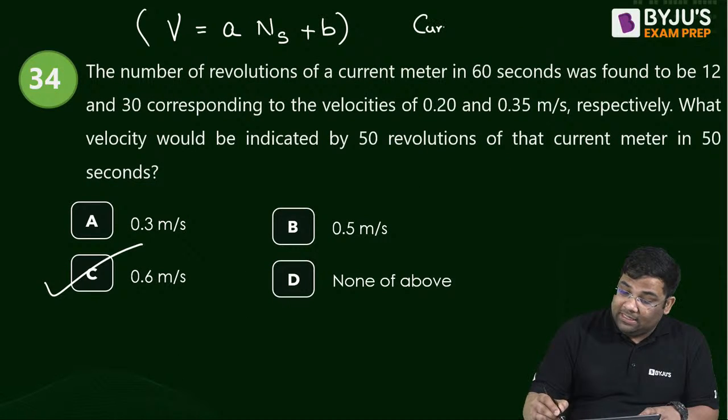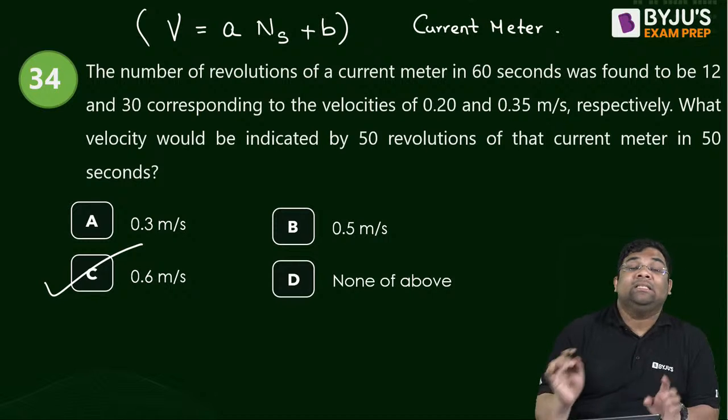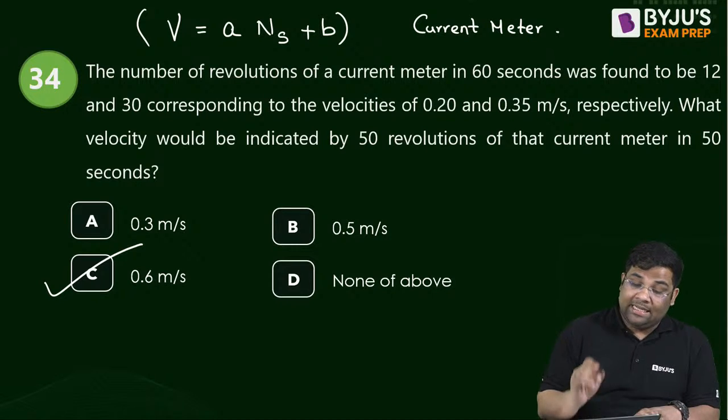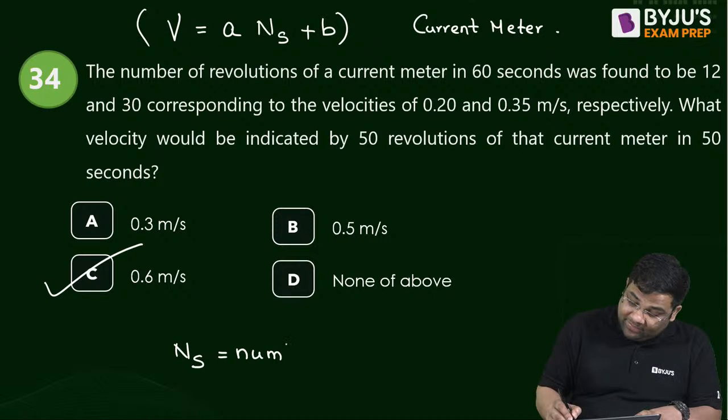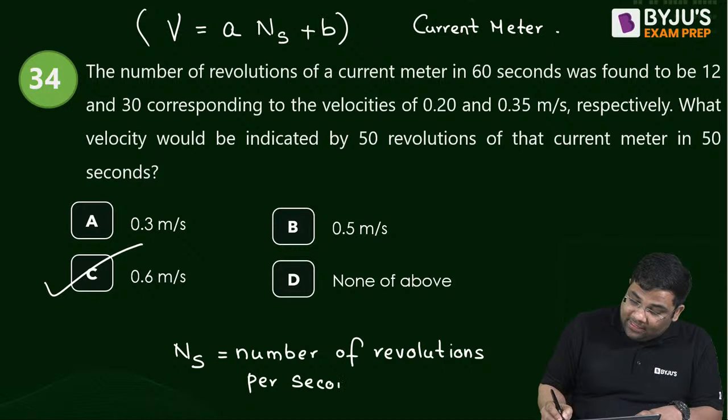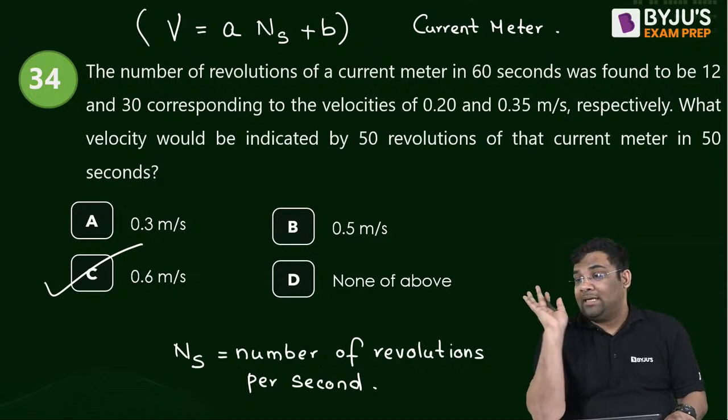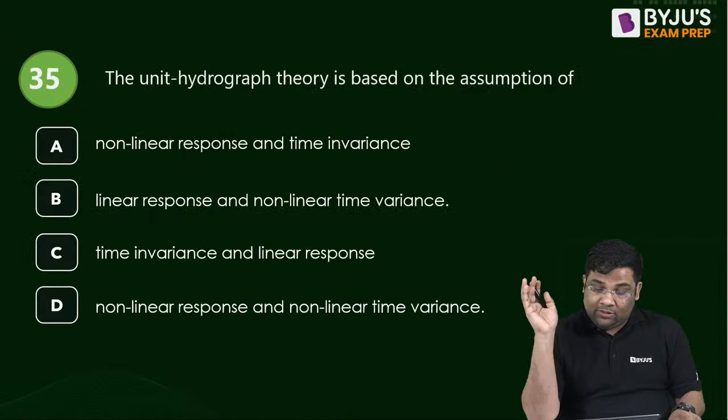This is the current meter, which is used for your flow measurement, and this is the formula. So remember this formula. a and b are constants. And what is ns? Remember this one, many students commit mistakes in this. It is not number of revolutions. It is number of revolutions in the current meter per second. Understood everyone? Very good. Next question.